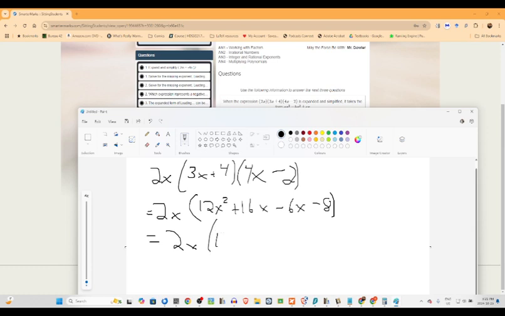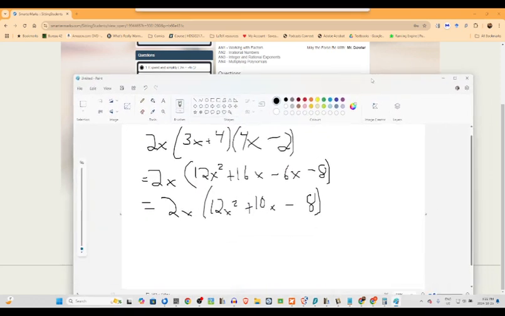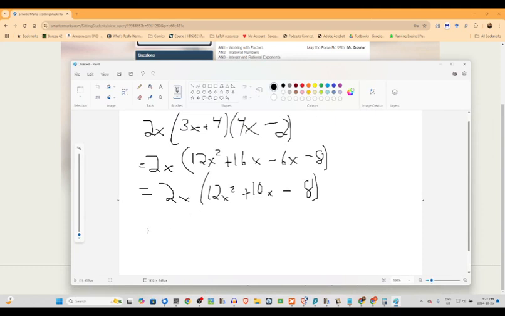So we still have a 12x squared. Combine these to make a positive 10x for the 16 minus 6. Minus 8. And yes, we need all three of these, so we are going to multiply it out one more time.